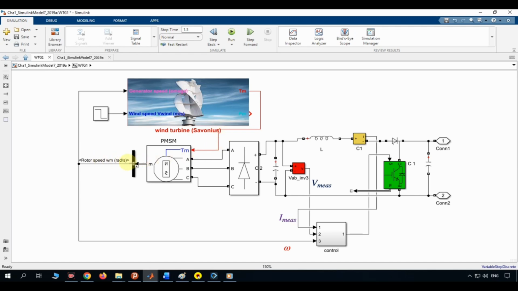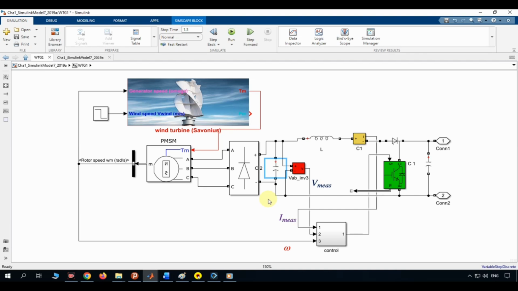On the electrical side, the PMSM produces a three-phase alternating current output on terminals A, B, and C. Because the wind speed and generator speed constantly change, the frequency and amplitude of this AC output also vary, unlike the fixed 50 Hz grid frequency. To make this variable AC power usable, it first passes through a three-phase diode rectifier, which converts it into DC. A smoothing capacitor, labeled C2, is placed right after the rectifier to reduce ripple in this rectified DC voltage.